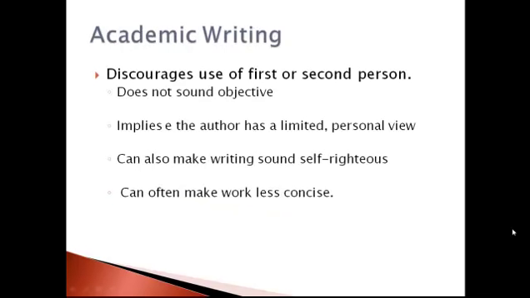To review, academic writing discourages use of first and second person because these points of view do not sound objective, give an impression that the author has a limited personal view on the issue, and can also, at times, make writing sound self-righteous, as well as rendering it a less concise text.